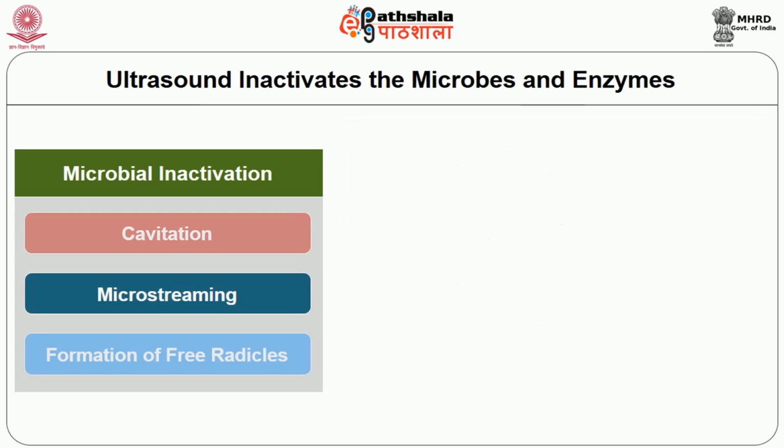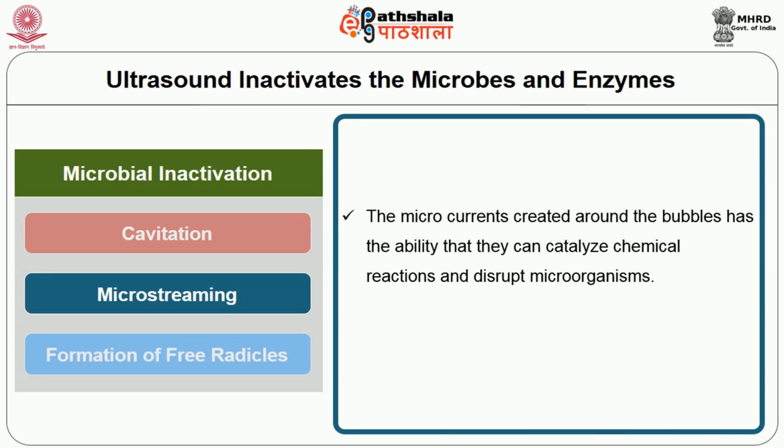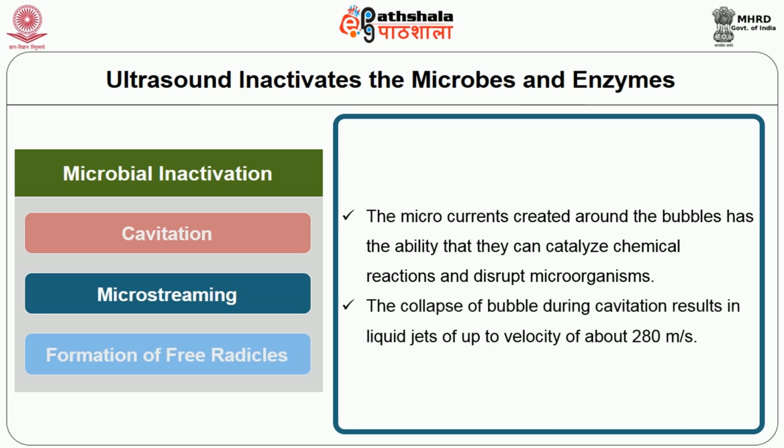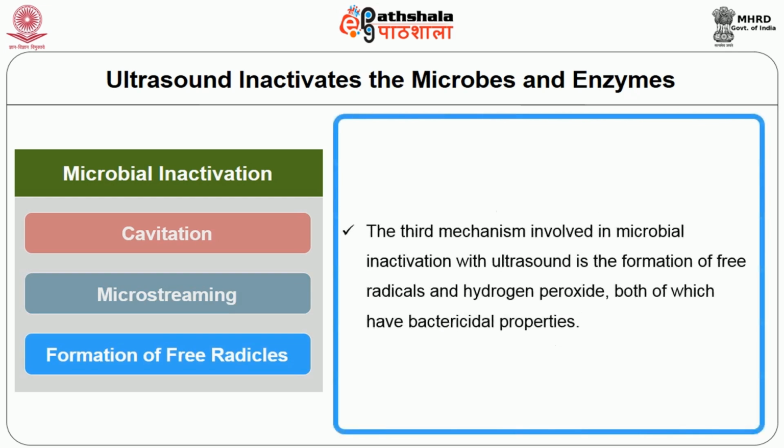The second mechanism of microbial inactivation is due to the generation of microcurrent, or simply called microstreaming. The microcurrents created around the bubbles have the ability to catalyze chemical reactions and disturb microorganisms. The collapse of bubble during cavitation results in liquid jets of up to velocity of about 280 meters per second. The third mechanism involved in microbial inactivation with ultrasound is the formation of free radicals and hydrogen peroxide, both of which have bactericidal properties.